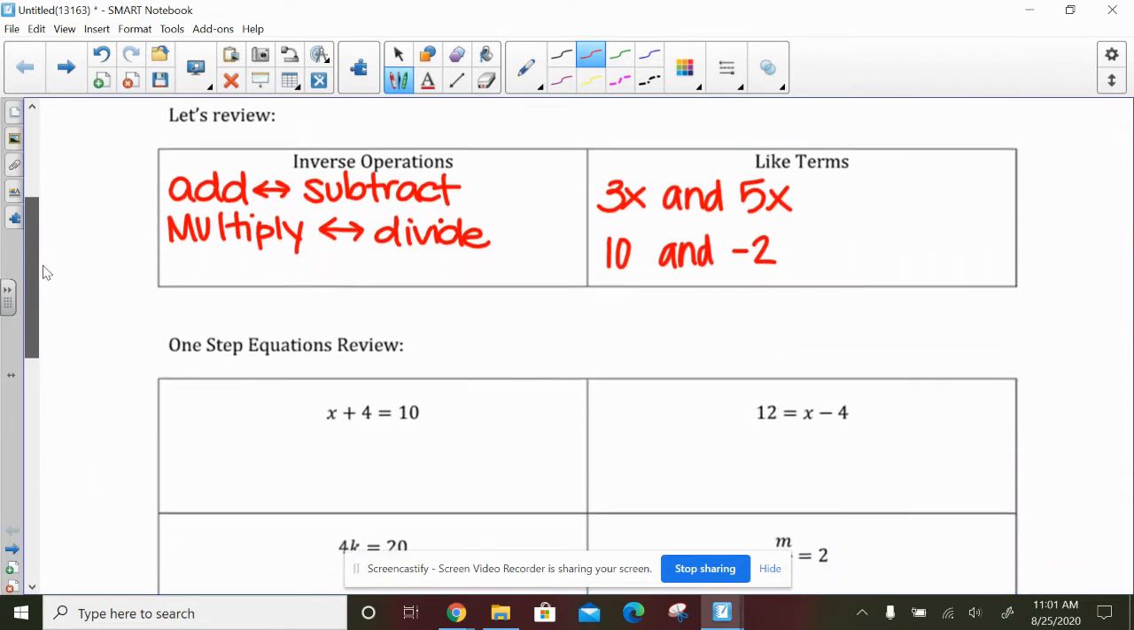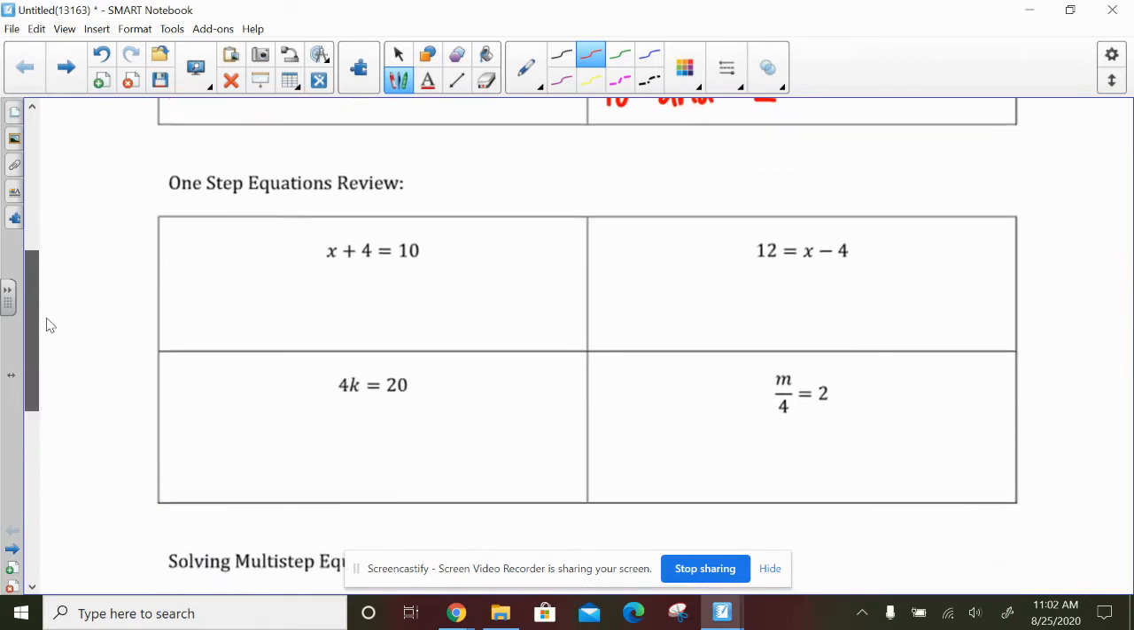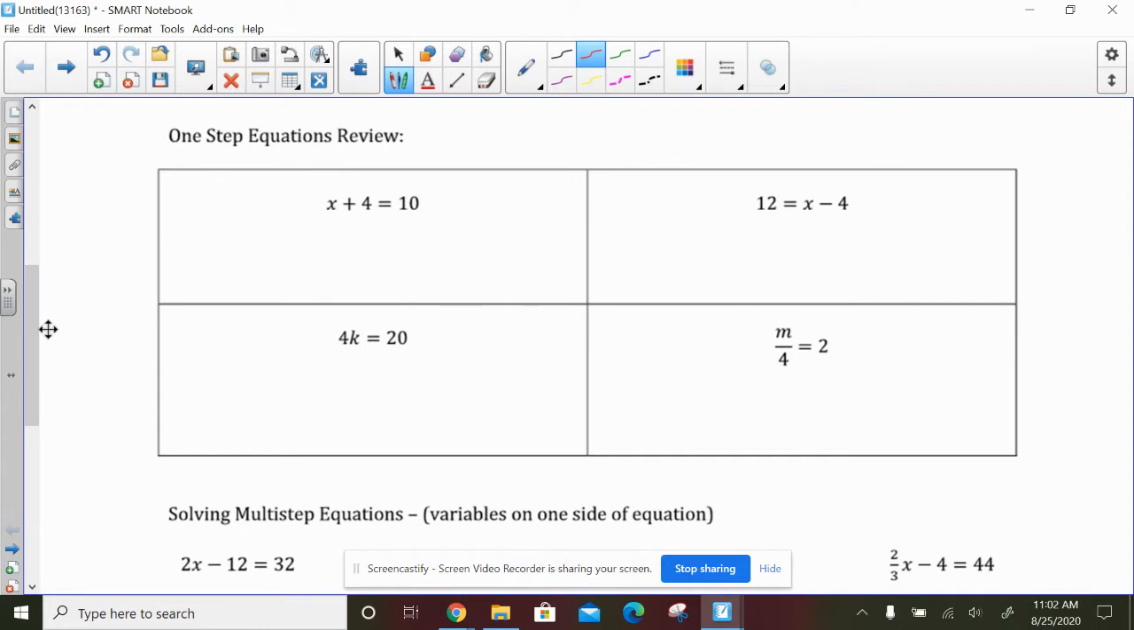Okay, so let's look at some basic one-step equation review. All right, so I have x plus 4 equals 10. If I want to get x by itself, so the whole point of solving an equation is you want to know what does x equal in this situation. Okay, so to undo the adding 4, you will do the inverse operation, which is just to subtract. And when you do something to one side, you do it to the other. These will cancel, bring down your x, your equal sign. 10 minus 4 is 6.